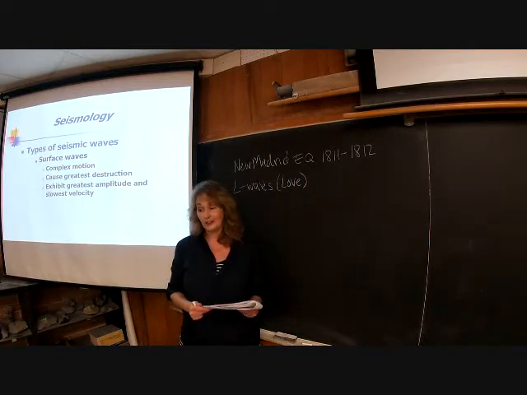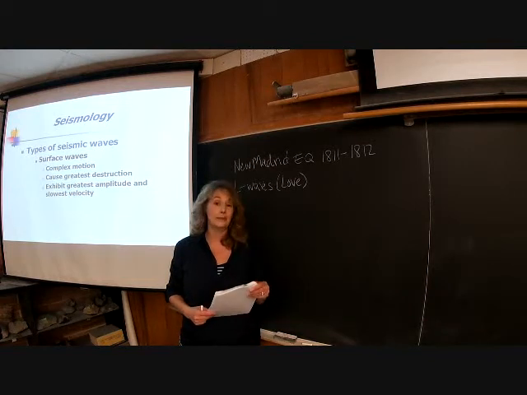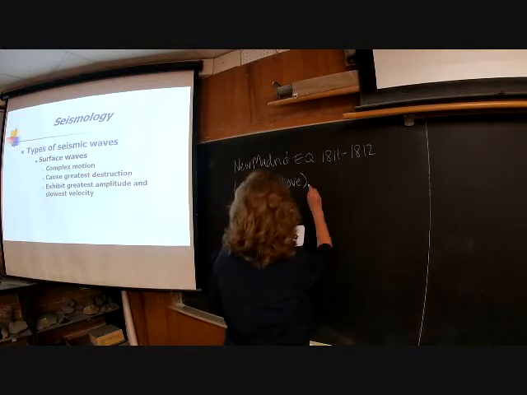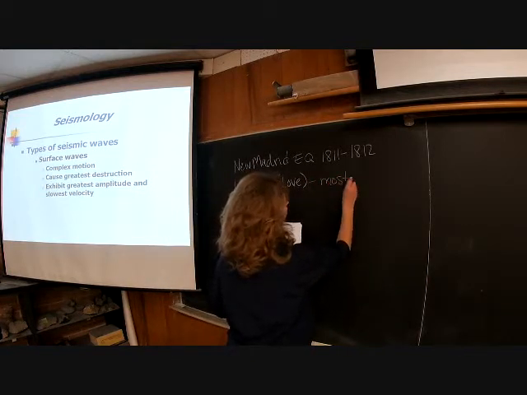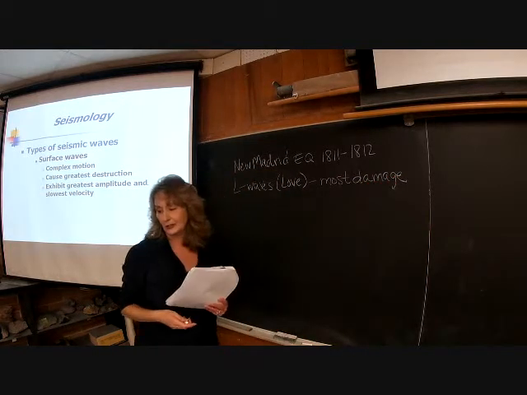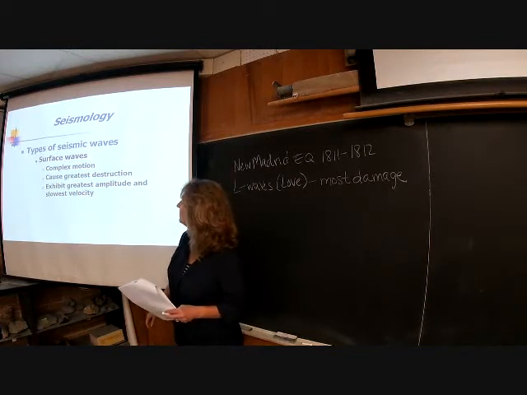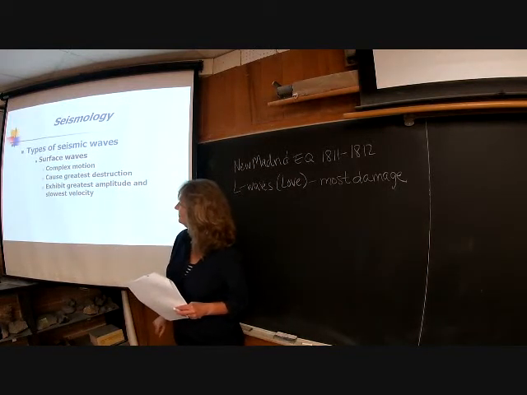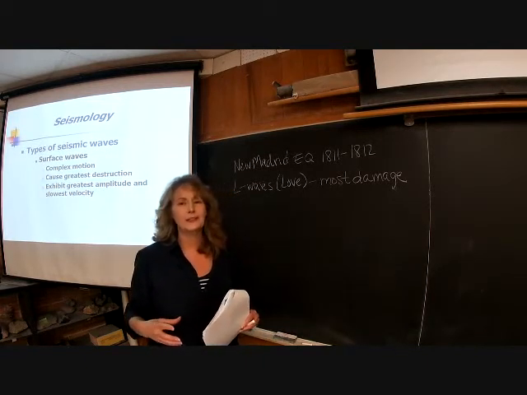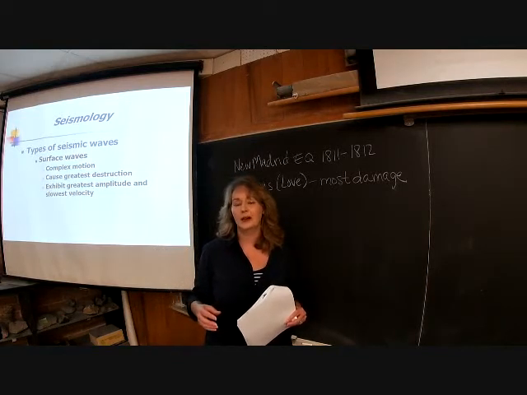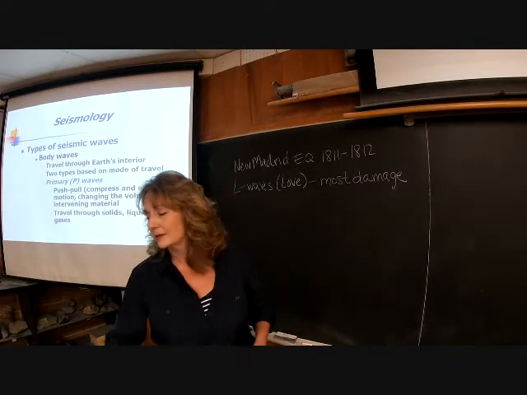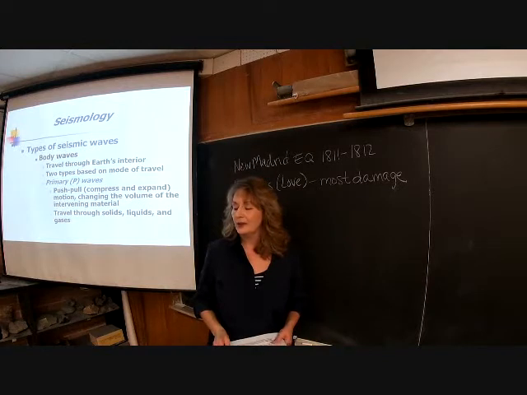And they are actually the ones that produce the most damage, these surface waves. So the L waves, the most damage from that. They cause the most damage. But very complex motion causes the greatest destruction. And so the slowest velocity, these arrive at the seismographic station the very slowest. But again, these are surface waves traveling the outer part of the Earth's crust.